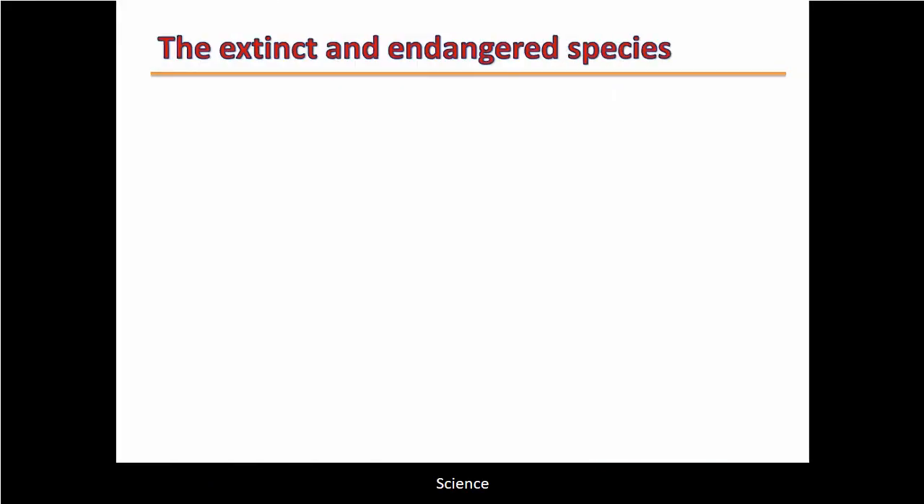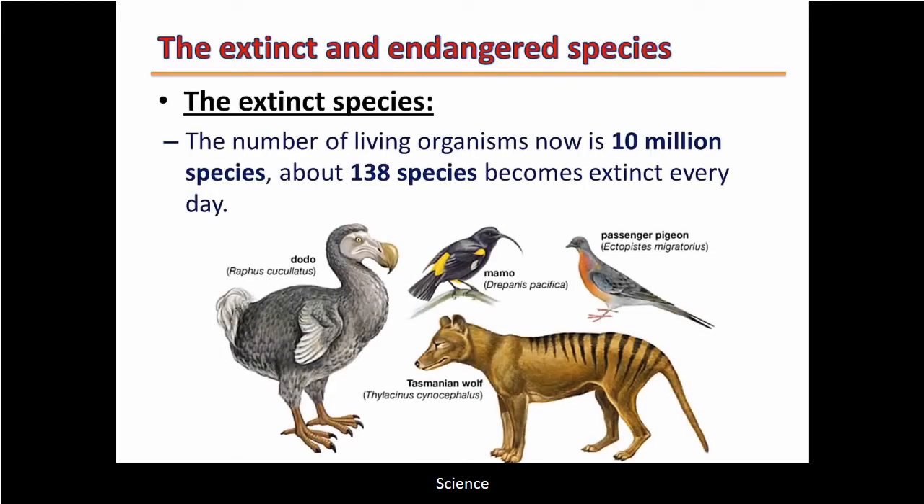The extinct and endangered species. First, let's talk about extinct species. The number of living organisms now is 10 million species. About 138 species become extinct every day.